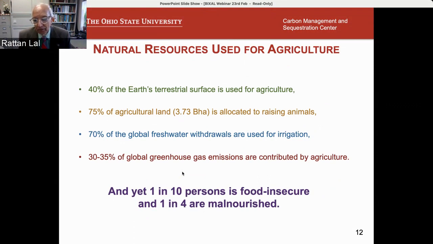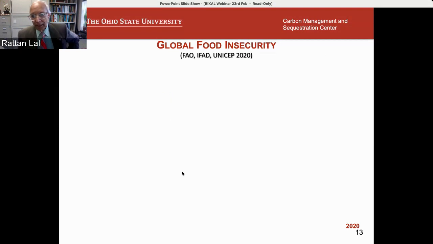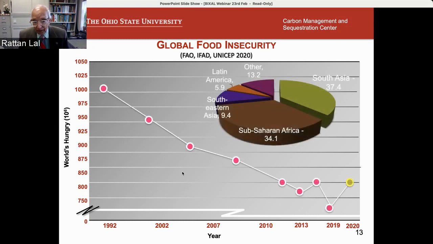And yet, 820 million people, 1 in 10, are food insecure, and 1 in 4 are malnourished. Therefore, business as usual is obviously not an option. It's not sustainable. The food security issue really has to be looked at from the point of view of global sustainable development goals. We made good progress. In the 1990s, more than a billion people were food insecure. We kept on decreasing the number to less than 700 million, 690 to be exact, in December 2019. In December 2020, primarily because of COVID, the number of food insecure people is 820 million.